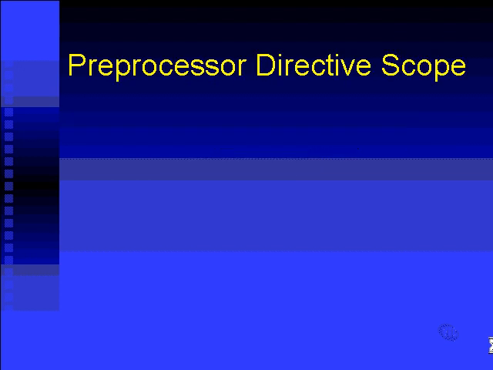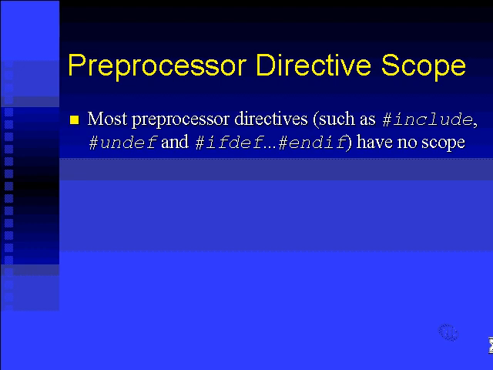Finally, preprocessor directive scope. Most preprocessor directives, such as #include, #undef, and #ifdef, have no scope at all. That means they're just processed on the spot. When you get to the #include directive, it simply goes and gets a whole bunch of lines of text out of the header file and replaces the #include line with those lines from the header file. In other words, there's no real scope involved, it just does some text substitution right there and then on the spot. The same with #undef and the same with #ifdef.